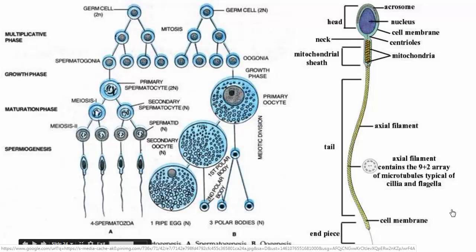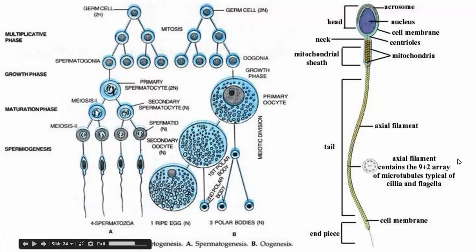First off, this process is called gametogenesis, the production of gametes. If we specifically are talking about the production of sperm cells, it's called spermatogenesis. If we're talking specifically about the production of egg cells, it's oogenesis, 2 O's at the beginning. And so that's what these are showing.